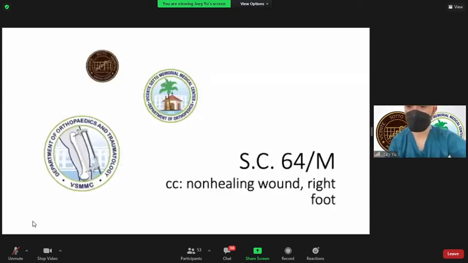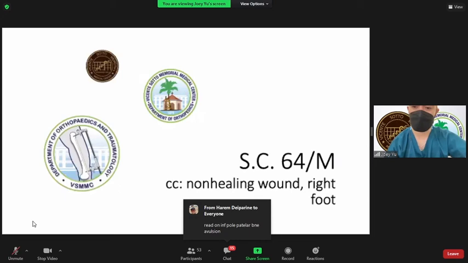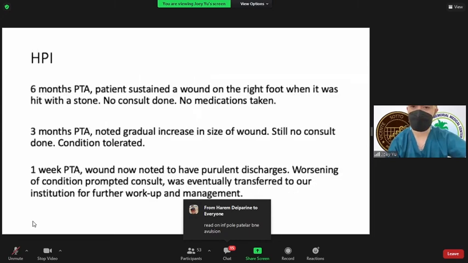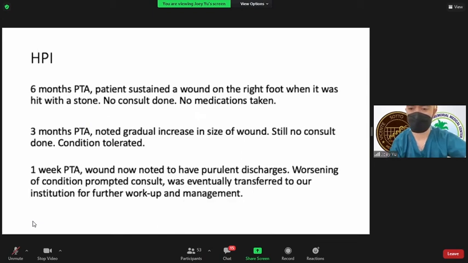For our first co-management patient, SC, 64-year-old male, came in due to non-healing wound on the right foot. For the history, 6 months prior to admission, the patient sustained a wound on the right foot when it was hit with a stone. There was no consult done, no medications taken. 3 months prior to admission, noted gradual increase in size of the wound but still no consult done and condition tolerated. 1 week prior to admission, the wound was noted to have purulent discharges. Worsening of the condition prompted consult and he was eventually transferred to our institution for further workup and management.